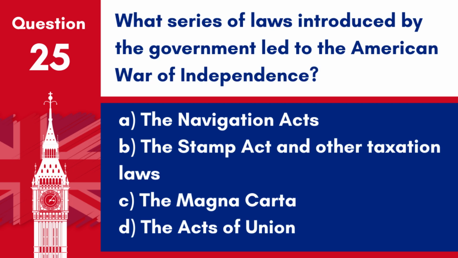Question 25. What series of laws introduced by the government led to the American War of Independence? A. The Navigation Acts. B. The Stamp Act and other taxation laws. C. The Magna Carta. D. The Acts of Union. Answer. B. The Stamp Act and other taxation laws. The introduction of the Stamp Act and other taxation laws without representation led to the American War of Independence.